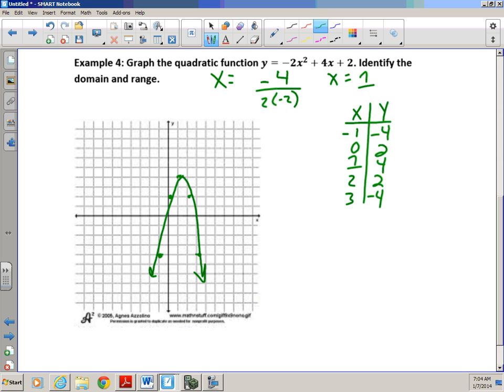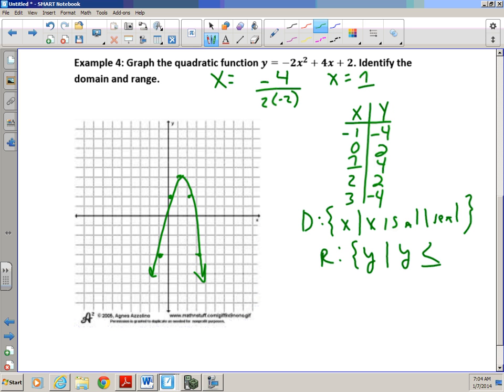The domain is all real numbers. And the range, what's now a little bit different, y is less than or equal to, here's my vertex, so I'm using the 4, and you should be able to see that I top out at 4. Okay? Now, last example.